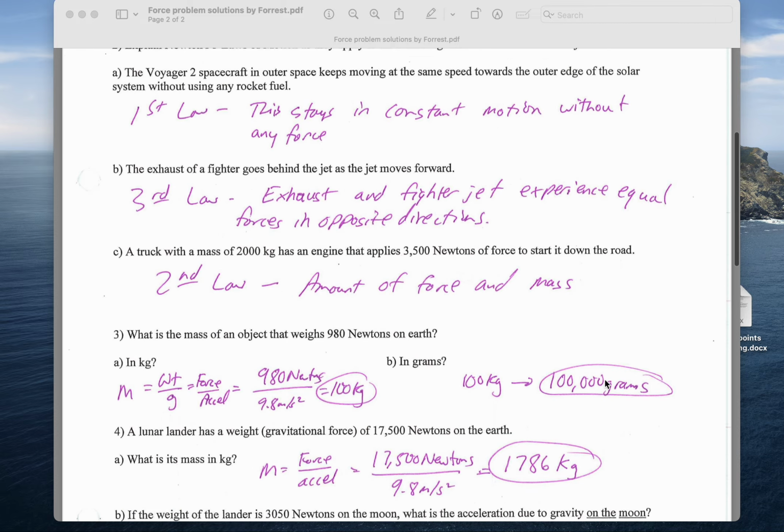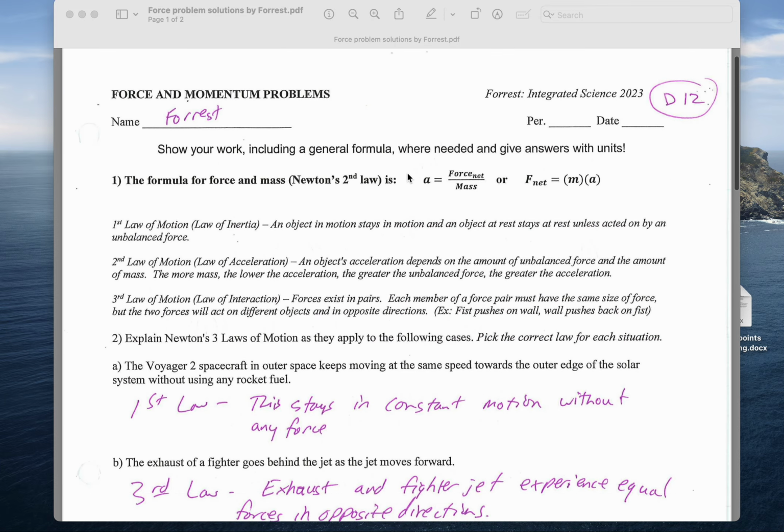So again, hopefully that helps. Remember, we do have a test coming up on forces.